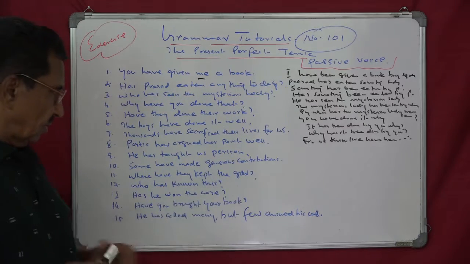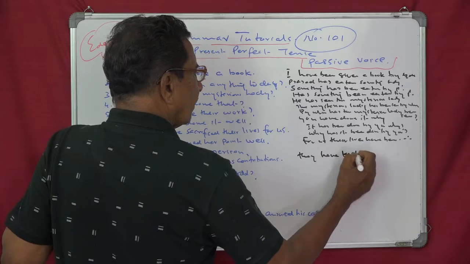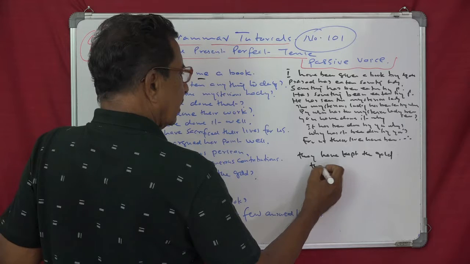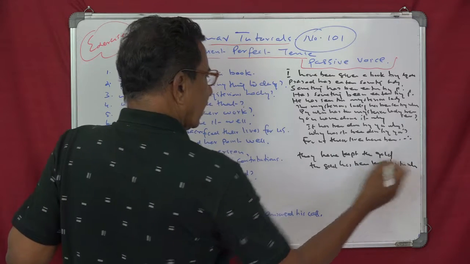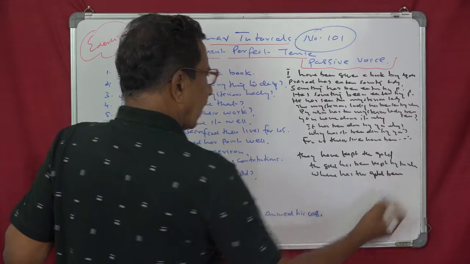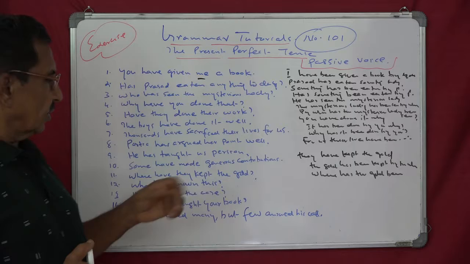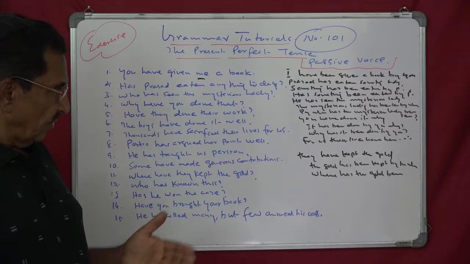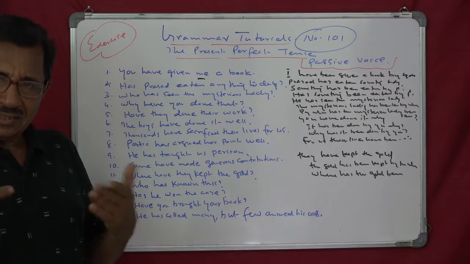Alright, where have they kept the gold? So you change that into a statement. They have kept the gold, where? And then the gold has been kept by them, where? Where has the gold been kept by them? And then you have, who has known this? Very simple. By whom has this been known? By whom has this been known?